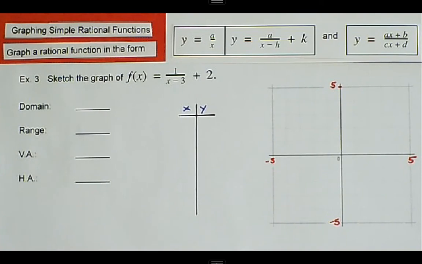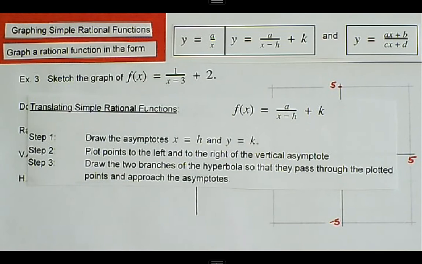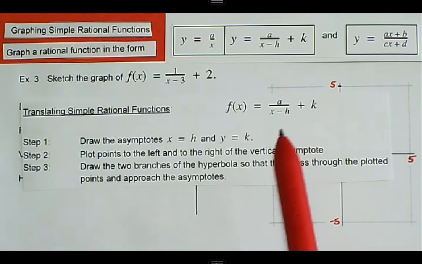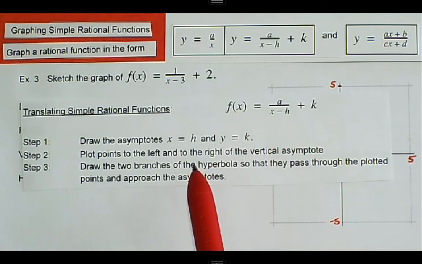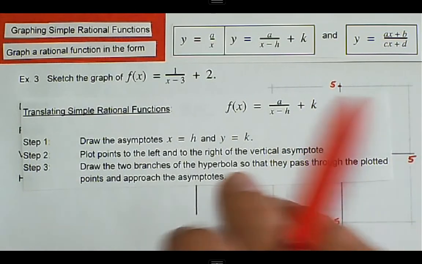We're talking about graphing simple rational functions, and in this case, we want to talk about the function f of x in the form f of x equals a divided by x minus h plus k. So in this case, we'll set our denominator equal to 0, and that will be our vertical asymptote, and then our horizontal asymptote is whatever the k value is over here.